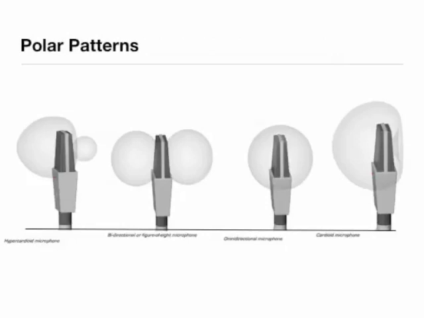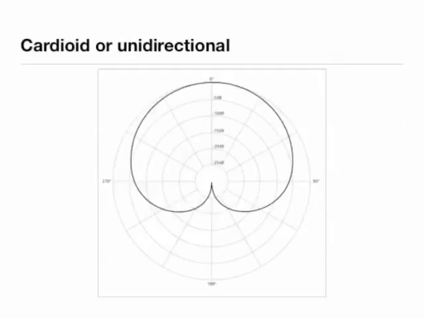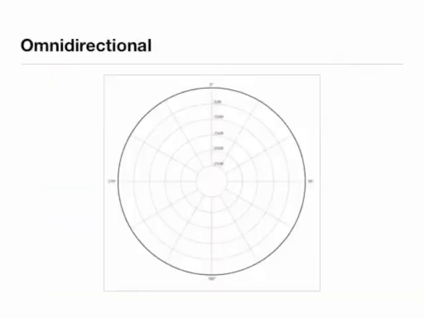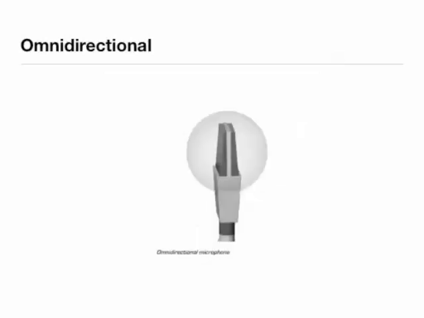Okay, we have different polar patterns in the microphones. By polar patterns, we mean in which direction they capture the sounds. We have the cardioid or the unidirectional microphones, which capture sounds in one direction, like this microphone. We have the omnidirectionals, which capture the sounds from all directions, 360 degrees, like this.